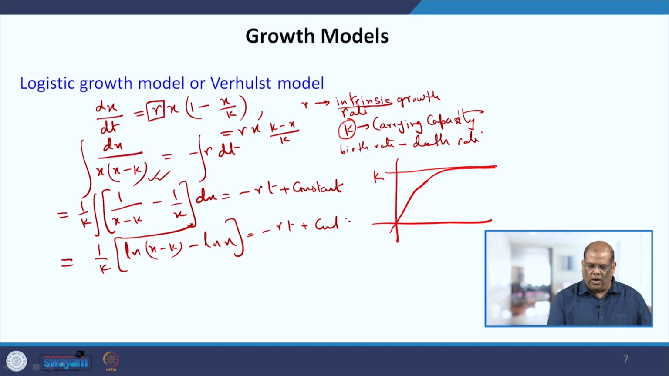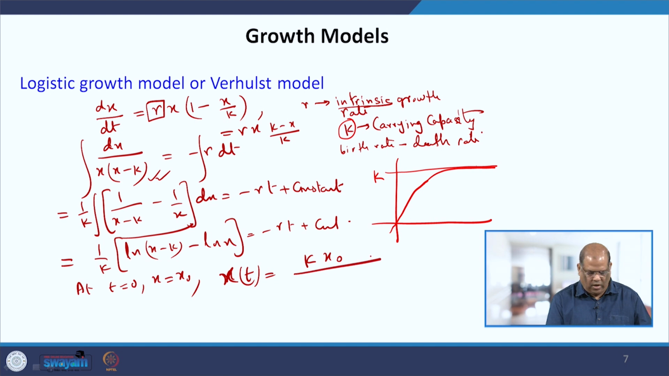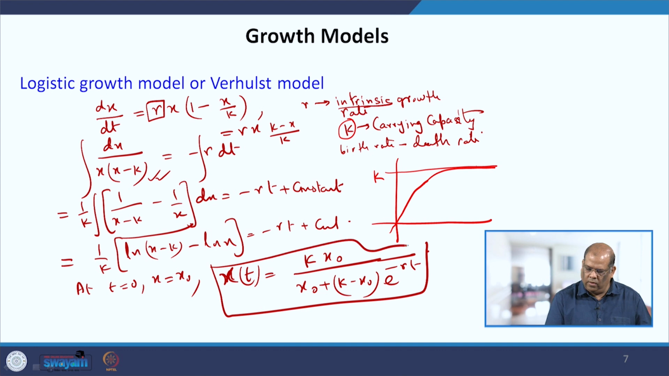And if we take the initial condition that at t equal to 0, x equal to x0, we substitute this value and we can calculate our solution in the form x(t) equal to k x0 divided by x0 plus (k minus x0) e to the power minus rt. So, I leave it to you how to find this solution. It is just integration, you get this result, substitute at t equal to 0, x equal to x0 and simplify, you will get this result.